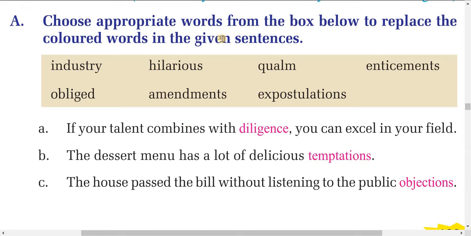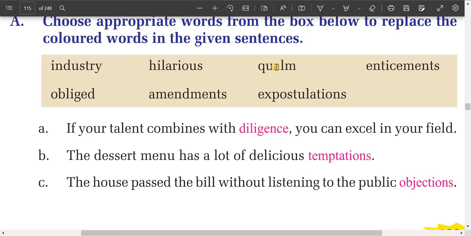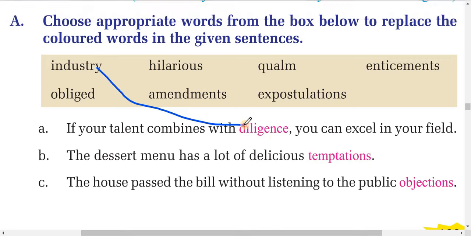Now, let's do the first exercise, A. Choose the appropriate words from the box below to replace the color words in the given sentences. The first one is here. If your talent is combined with diligence, we have to use a similar word in place of diligence. What is this? Industry, dear student. So if your talent is combined with industry, you can excel in your field. So diligence here, the similar word is industry.